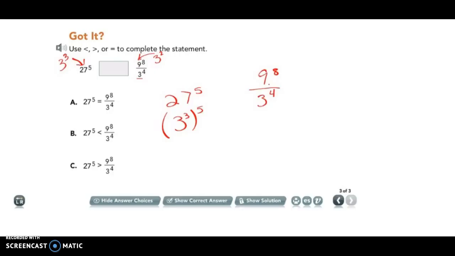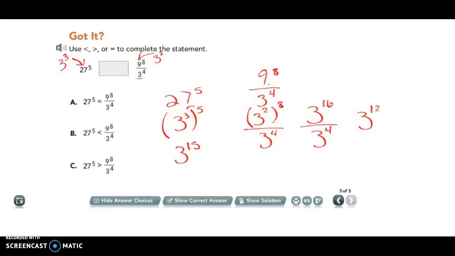Okay, so on this side we have 3 to the 3rd to the 5th power. So I'm going to multiply these two exponents, and I'm going to get 3 to the 15th. On this side, I'm first going to have to make that 9 into a 3 before I can subtract. So 9 becomes 3 squared to the 8th power over 3 to the 4th power. Well, this becomes 3 to the 16th over 3 to the 4th. Now I'm going to subtract those exponents now that my base is the same. So I have 16 minus 4, and I'm going to get 12.